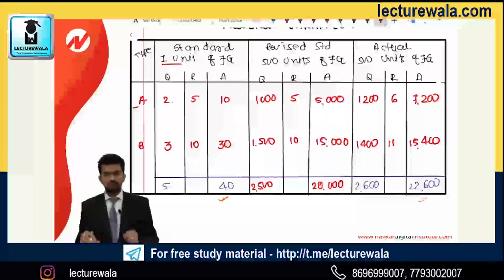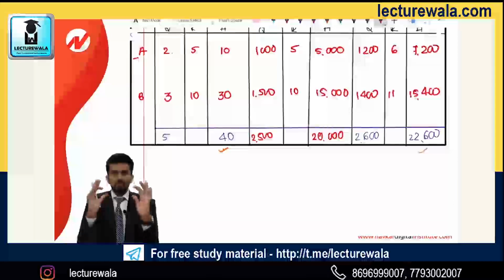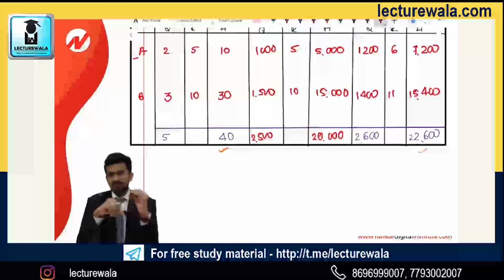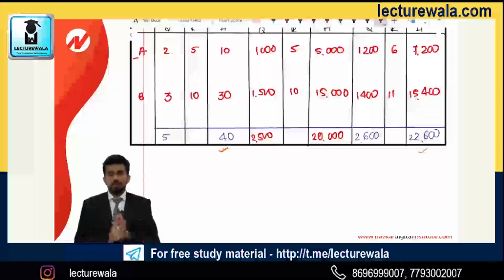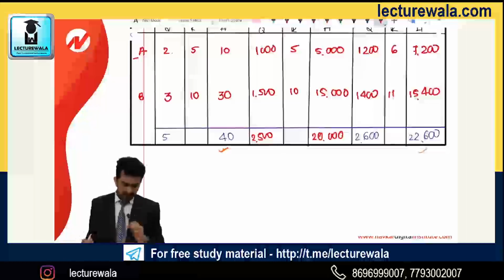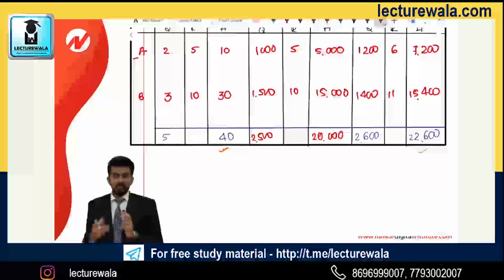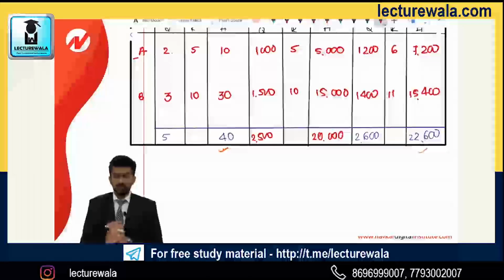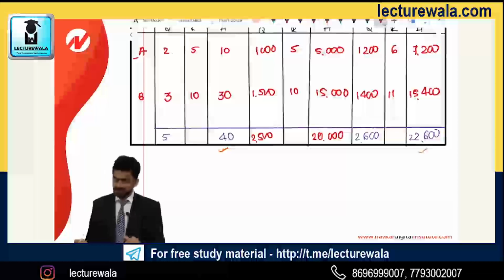So my first logical question would have been, okay, for 500 units, what should have been the total cost? What will you answer me if I ask you this logical question? For 500 units, what should have been your standard cost? Then the answer is 20,000. What it actually happened to be? It happened to be 22,600. Oh my gosh, it's 2,600 higher, and that's why this is an adverse variance.